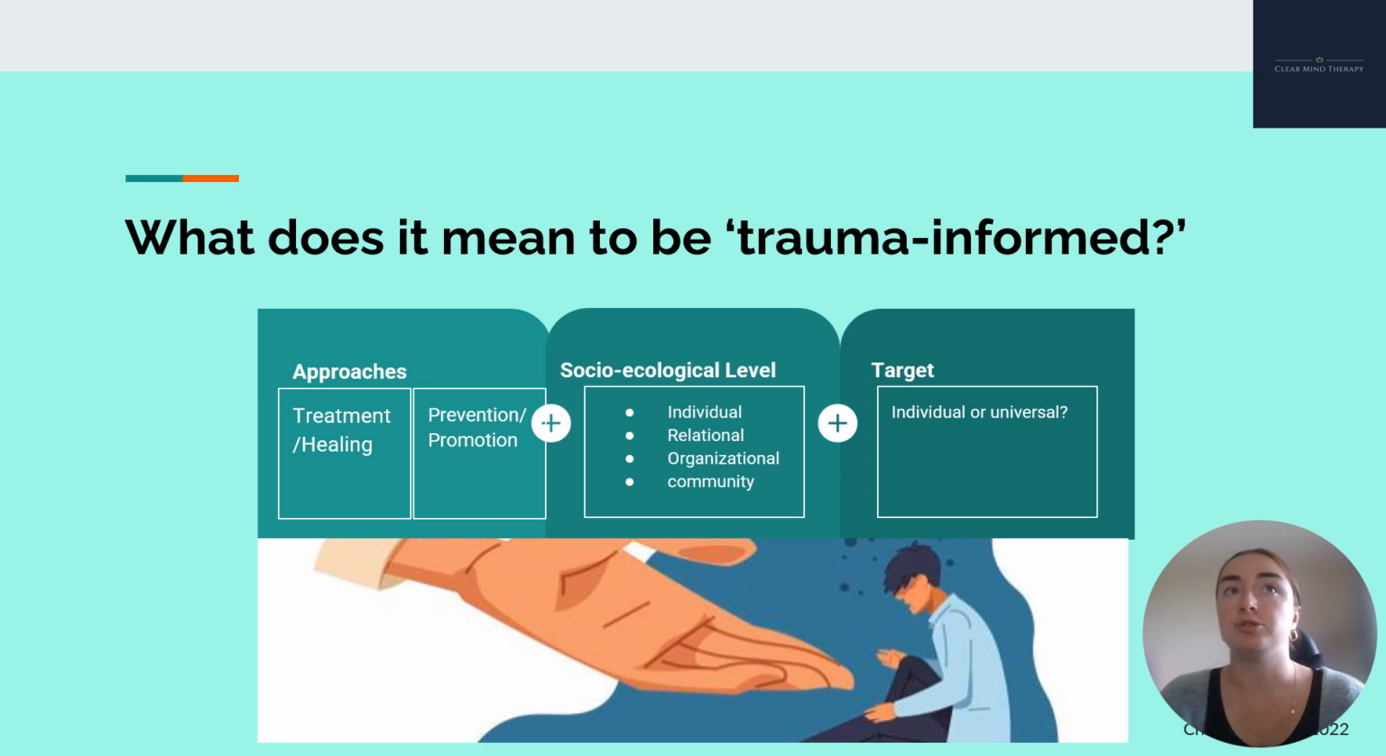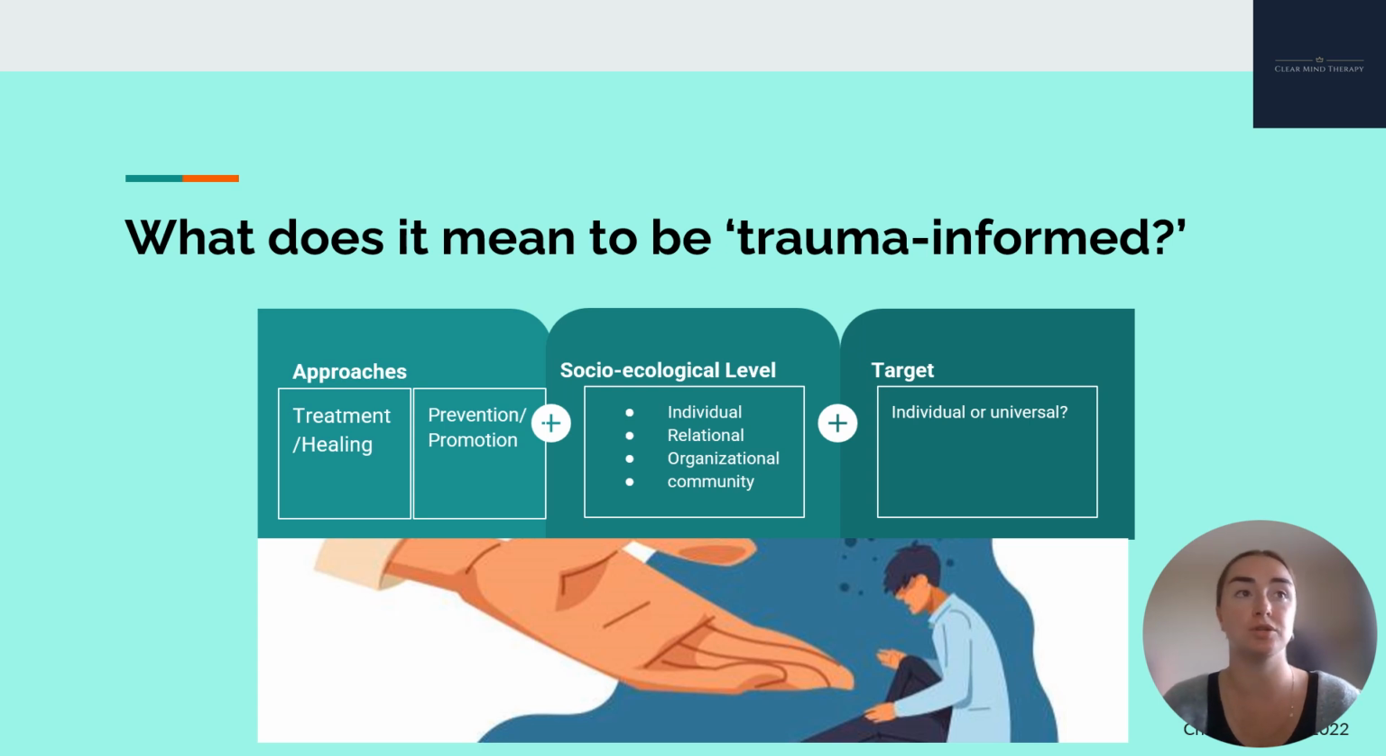So what does it mean to be trauma-informed? This can be broken down into three steps. For approaches, this refers to how a practice will adopt one of two approaches, which is either treatment and healing or prevention and promotion. The treatment and healing approach is aimed at reducing symptoms or signs of the individual's distress following the traumatic incident, whereas the prevention and promotion approach is targeted towards reducing the likelihood of the trauma event occurring at all in the first place.